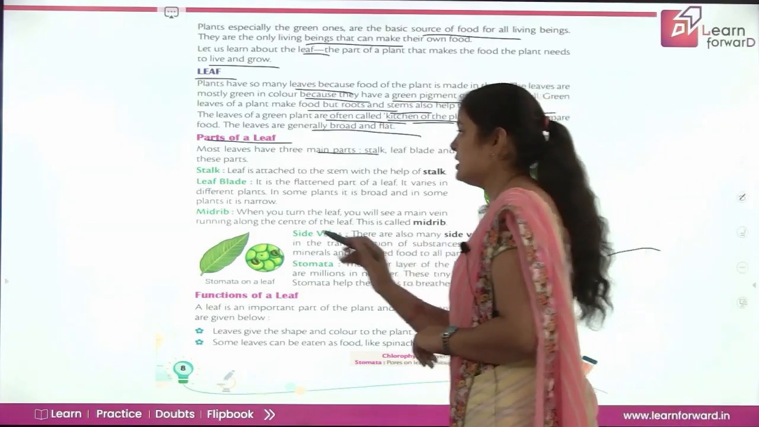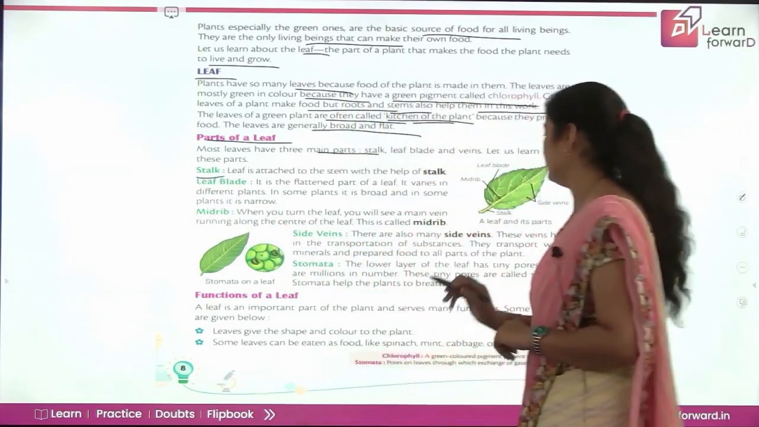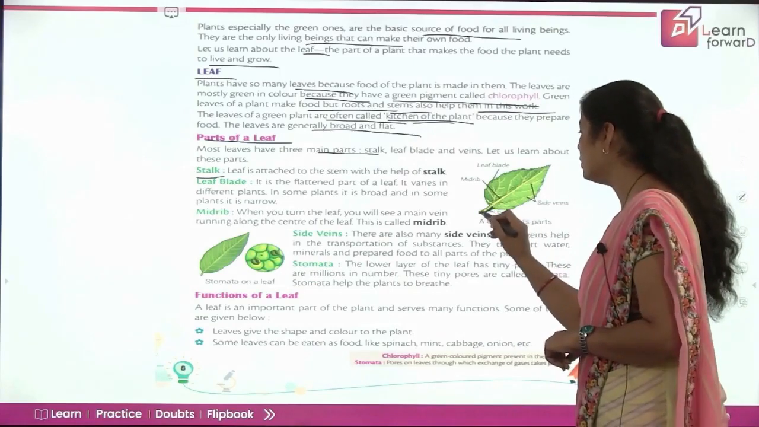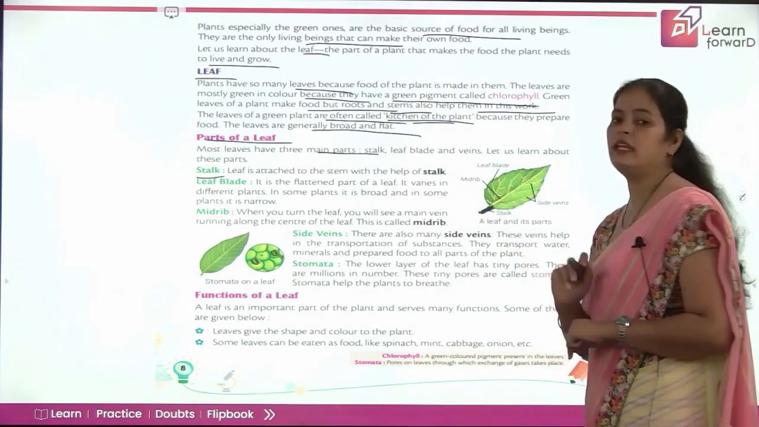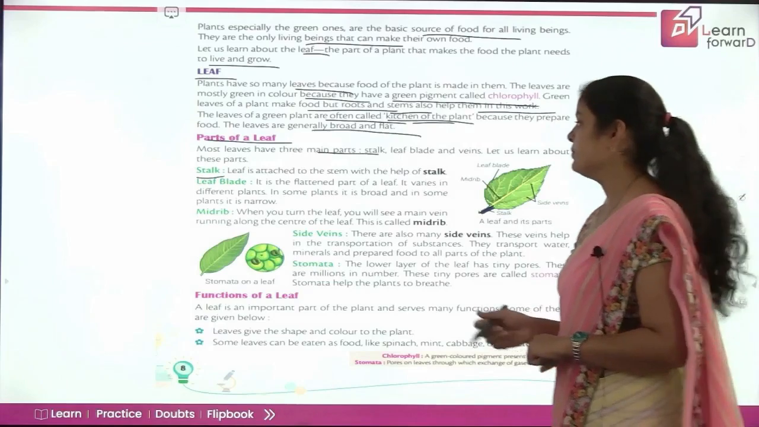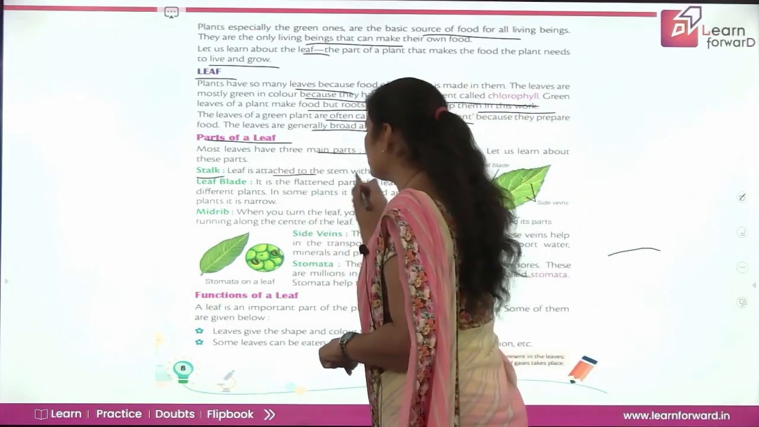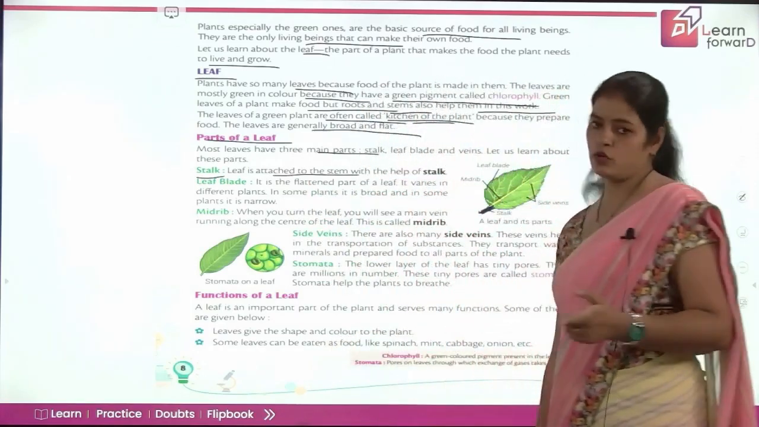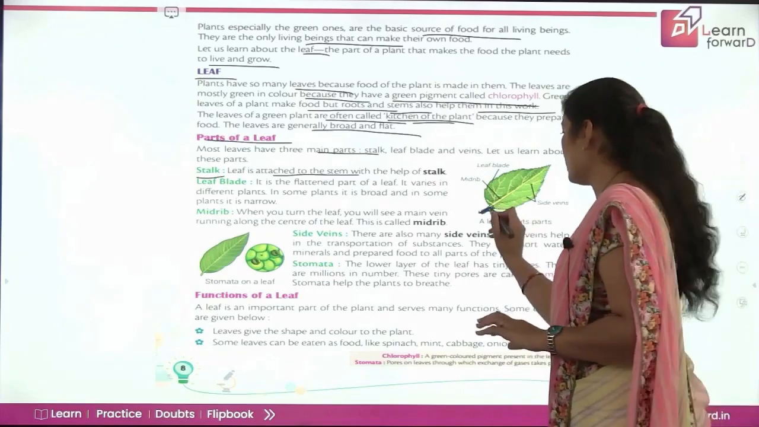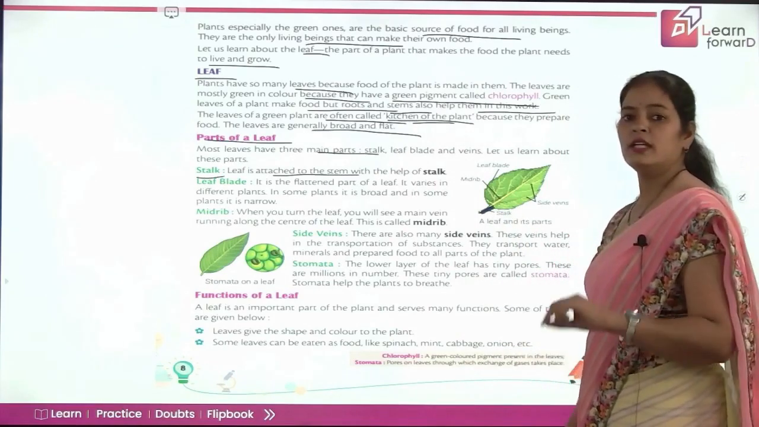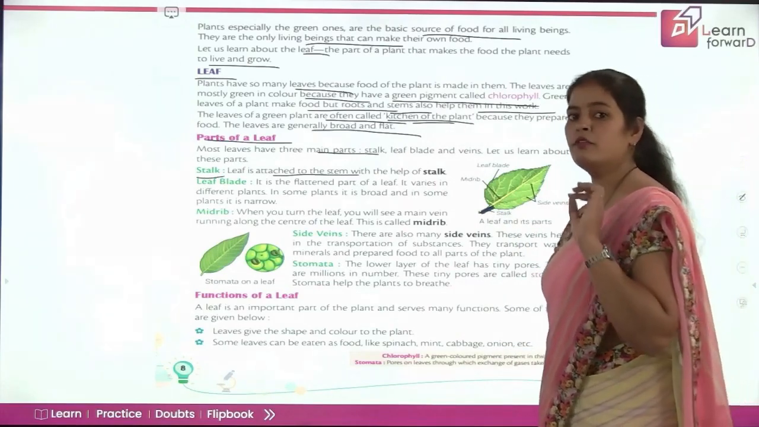Let us learn about these three parts. So first one is stalk. So where is the stalk? This is the stalk, and as I have told you, the stalk connects the leaf to the stem. So leaf is attached to the stem with the help of stalk. This stalk helps the leaf to get attached to the stem of the plant.